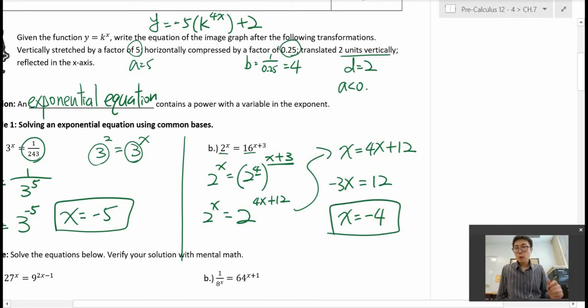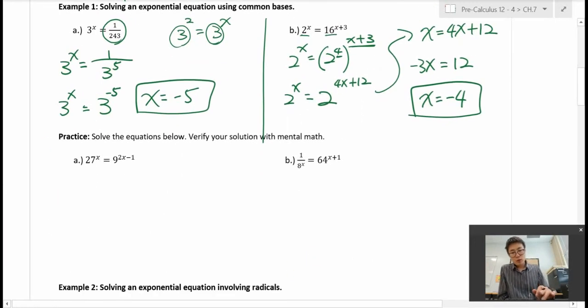Okay, so the key is to make the base the same. And once you have the same base, then you can make the exponents the same and solve the equation right there. Okay, so there are 2 questions here for you to try. Good luck.